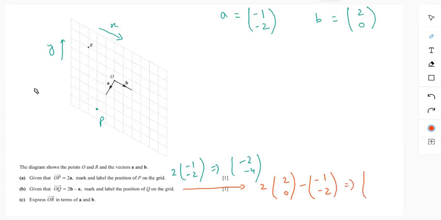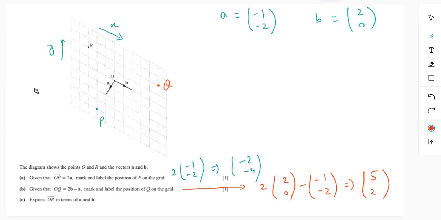This is going to be 4 plus 1, which is 5, and 0 plus 2, which is 2. So this is what you have to plot there. Origin say 5 units right. 1, 2, 3, 4, 5, and then 2 units up. 1, 2. That's going to be here. ये आपका point आ गया. This is your point Q. ये आपने Q mark कर दिया.